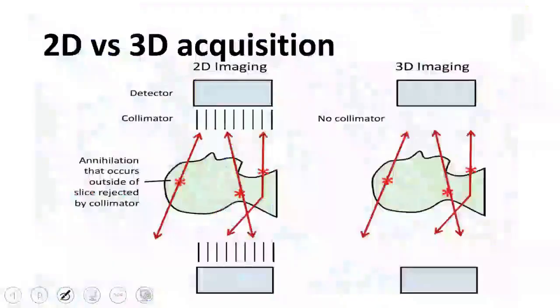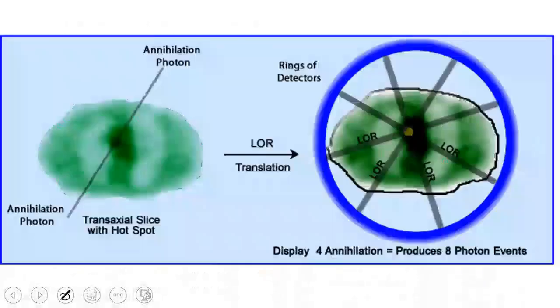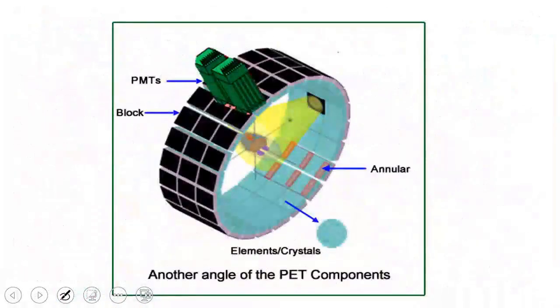So this block is essentially what you have, and this particular arrangement is the arrangement of the ring. You can have 1 ring, 2 rings, 3 rings, or even 4 rings. The larger the ring, the more area you cover in the patient's body at once.